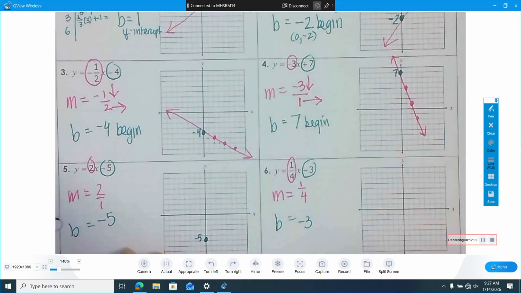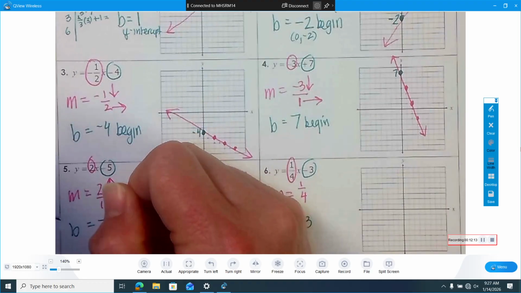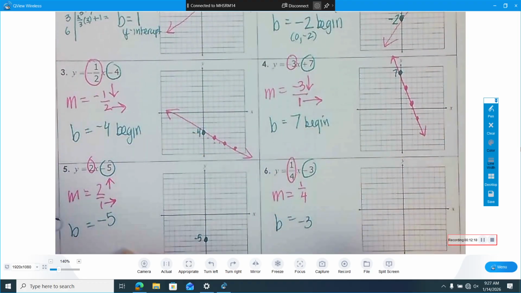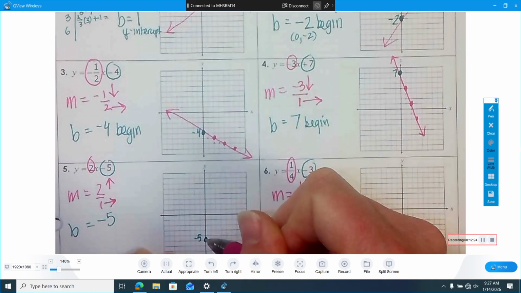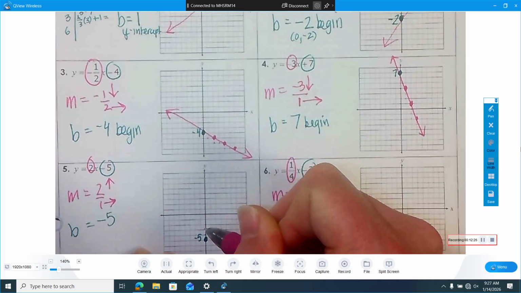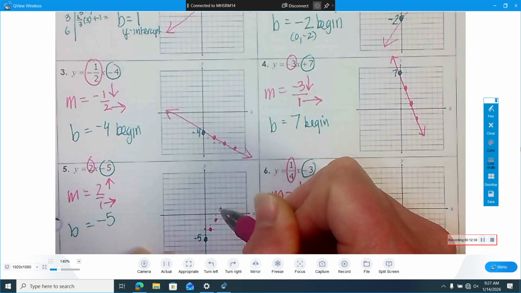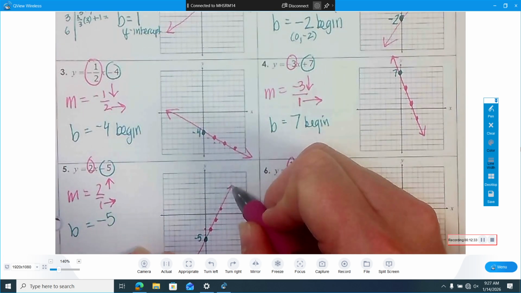2 over 1. And that tells me to do what? Up 2 and right 1. Will you please make sure you're drawing the little arrows just on your notes? Really important that you do that on your notes so you remember later. So from our -5, we're going to count up 1, up 2, and then over 1. Up 2, over 1, up 2, over 1. And there's a beautiful line.